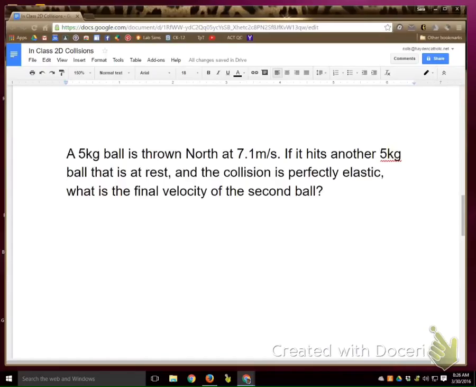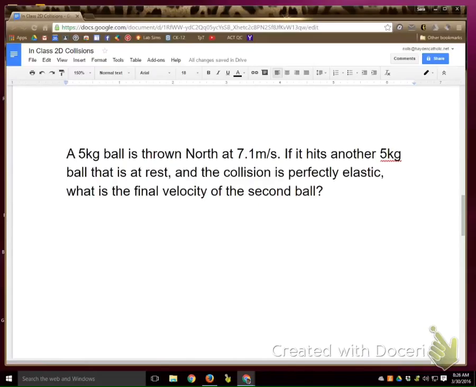Okay, so I want to talk about this problem because you can do it really quickly, and you can do the math that proves it as well, okay? If we have a perfectly elastic collision, what does that mean in terms of energy and in terms of momentum? Yeah, we have conservation of energy and conservation of momentum. So that means when a ball is at rest and another object hits it, what happens to all of the energy from the first ball? It's transferred to the second, okay?